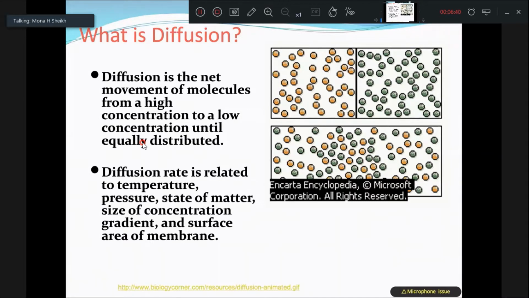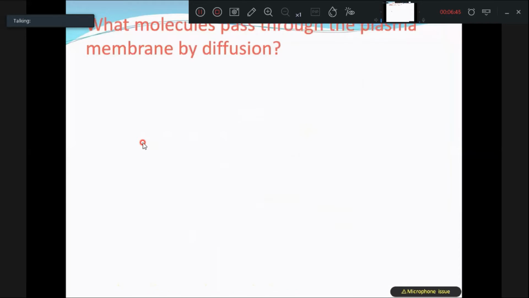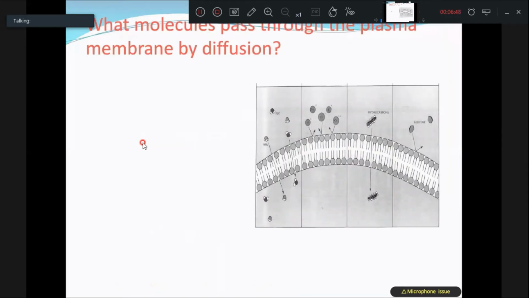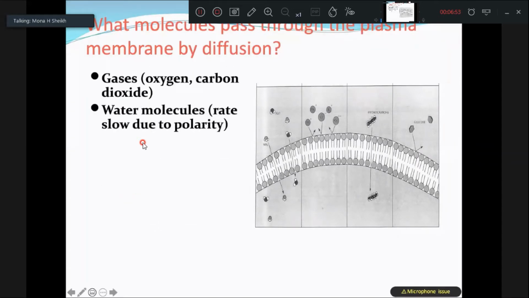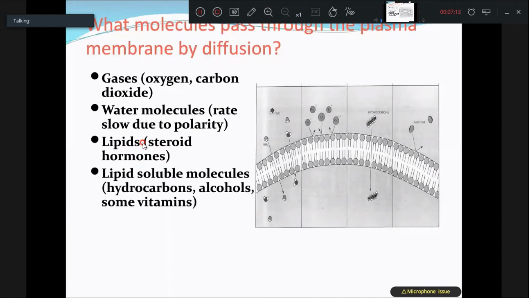Okay, so this is the first type, which is passive, does not require ATP. For example, oxygen, carbon dioxide, water molecules, and somebody was not happy with that. I agree, because water is polar, is water soluble, so it will not be moving fast. And then lipids in general, steroids, because they are lipid soluble. Lipid soluble molecules, alcohols, very good.